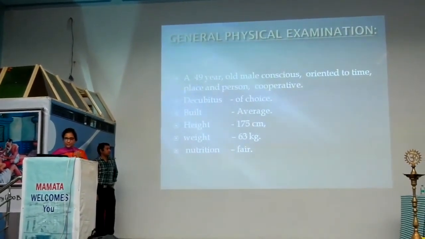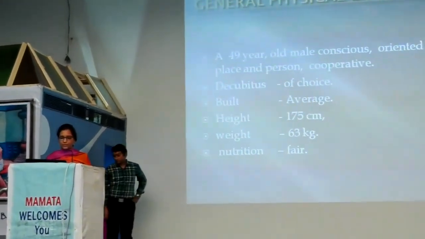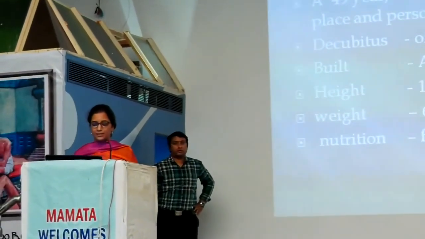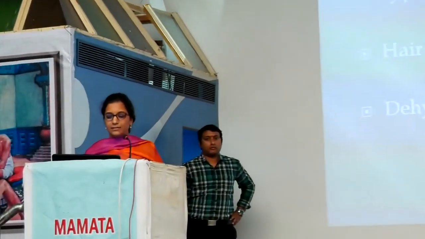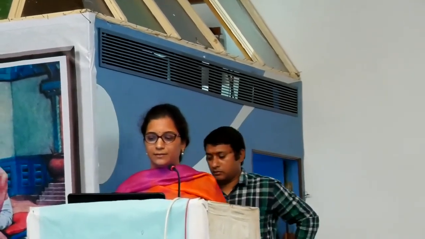Coming to general physical examination: 49-year-old male, conscious, coherent, cooperative, build average, height is 175, weight is 63, nutrition is fair. All over the skin is normal except for the upper third of the right leg. Hair is normal, dehydration is absent, performance scale is 80, ECOG scale is 1. There is no pallor, icterus, cyanosis, clubbing, koilonychia, lymphadenopathy and pedal edema. Neck veins are not engorged.